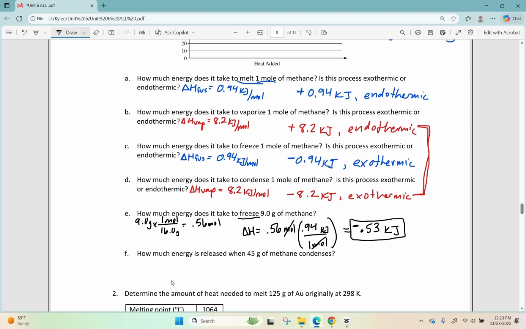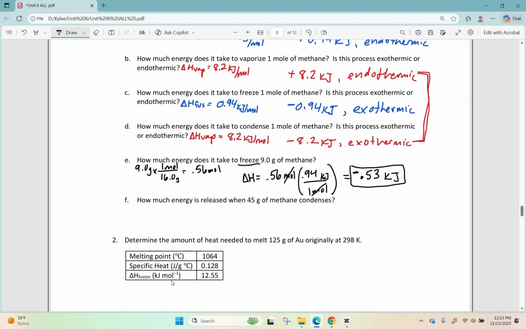On the next one, it's a similar calculation, except we are going to be using the heat of vaporization because they want us to do a condensation. So 45 grams. I know the molar mass of methane is around 16. So 45 divided by 16, I get 2.8 moles.